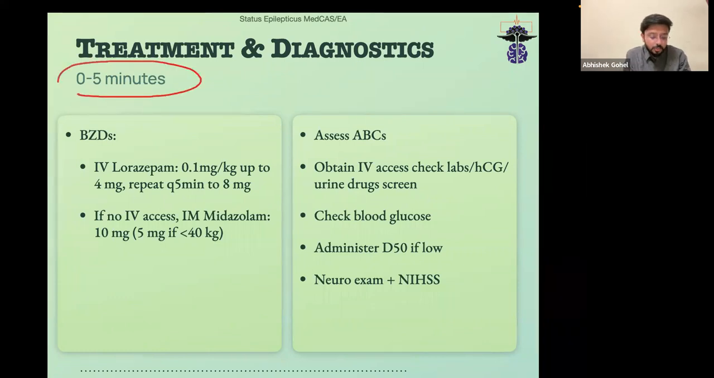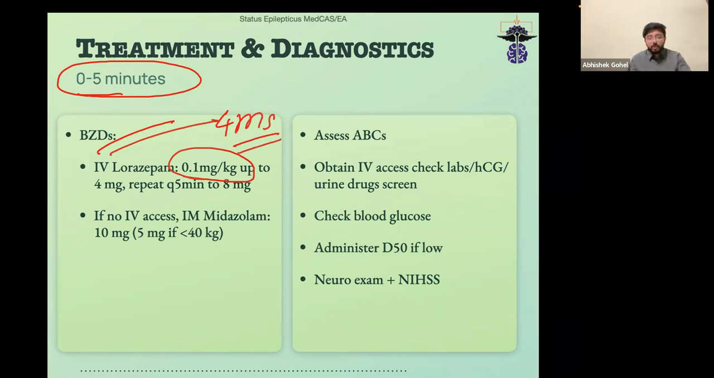That is 0 to 5 minutes of the patient entering or from the onset, whichever is earlier. 0 to 5 minutes, you give benzodiazepine. You give lorazepam. IV lorazepam is preferred. That is at 0.1 milligram per kg. That means if a patient is 40 kg, you give 4 milligram. If a patient is 30 kg, you give 3 milligram. If a patient is 20 kg, you give 2 milligram. Whatever the kg, you reduce one decimal point to the left, and you give that many milligrams of this, up to 4 milligram.